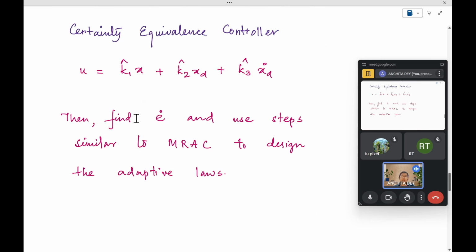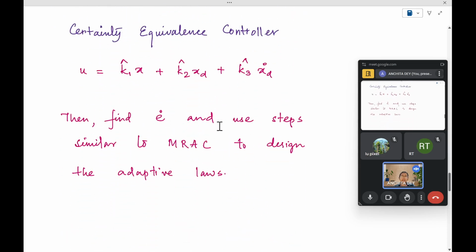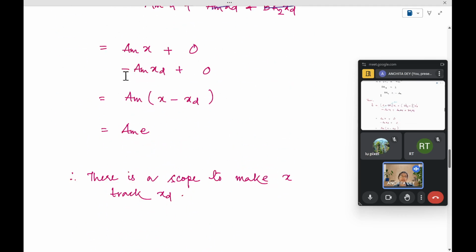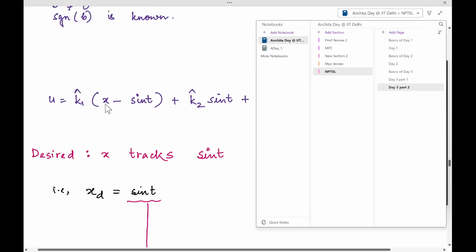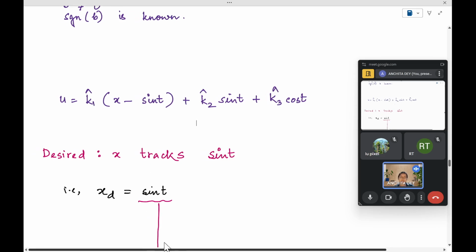So then you can find E dot. You do the same replacement. And if you find E dot, you will obtain an expression in terms of K1 tilde, K2 tilde and K3 tilde. Why? Because we are still assuming that these conditions are satisfied. So you can use this condition and then find E dot's expression. And once you do that, it becomes very easy. You can use similar steps as shown in MRAC design to come up with the adaptive laws. So we will use the same idea here, but this design is slightly different. I'll just give you the hint so that you can at least go till the Lyapunov analysis part.